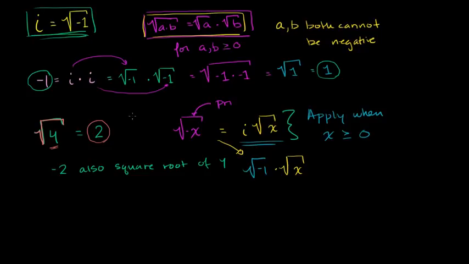If x is greater than or equal to 0, negative x then is clearly a negative, or I guess you should say a non-positive number.